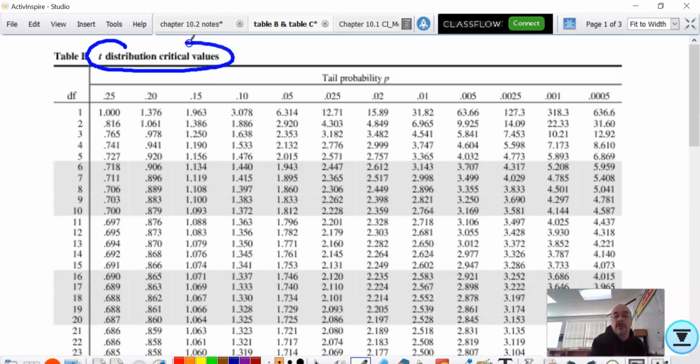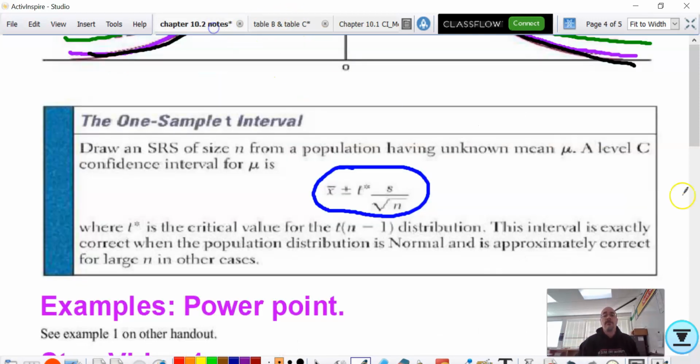Notice right here, it says the t-distribution critical values. Okay, and we're going to have to use this table. There's really no way with the calculator that we can do this. So we're going to have to know how to read this table. So you probably will want to print this table.